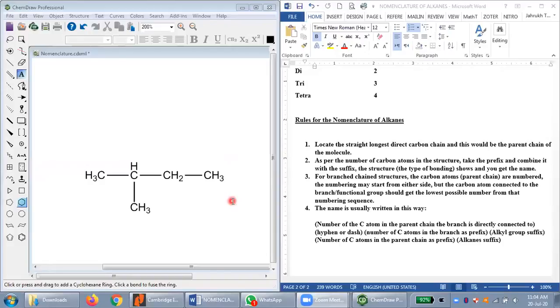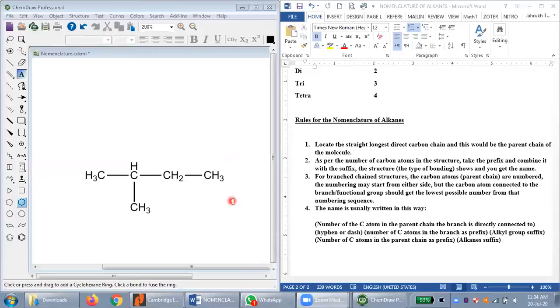I have told you only for the rule number 1 how to go with the numbering of or locating the straight longest direct carbon chain in 4 different methods for such a short structure. Are we clear with all 4 methods of locating the straight longest direct carbon chain? Anybody still having any confusions? Okay, good.